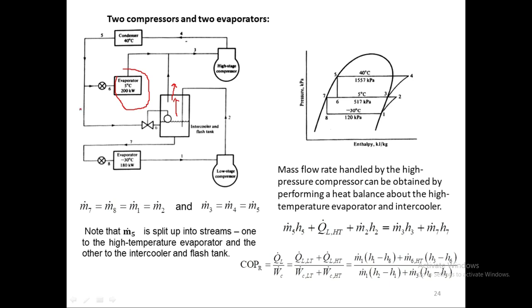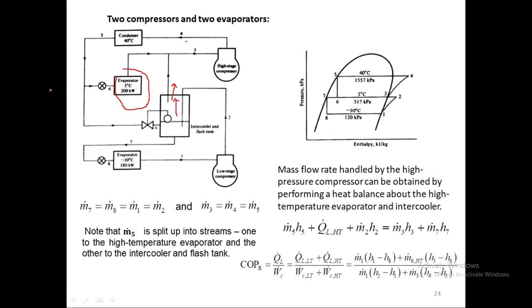Okay, so what is coming out from here is not just what is going from the low stage compressor, but some flash gas also. That's what I would emphasize. It has both: the saturated vapor, which is coming from the low stage compressor, and the flash gas which got removed. Both of them will enter here.